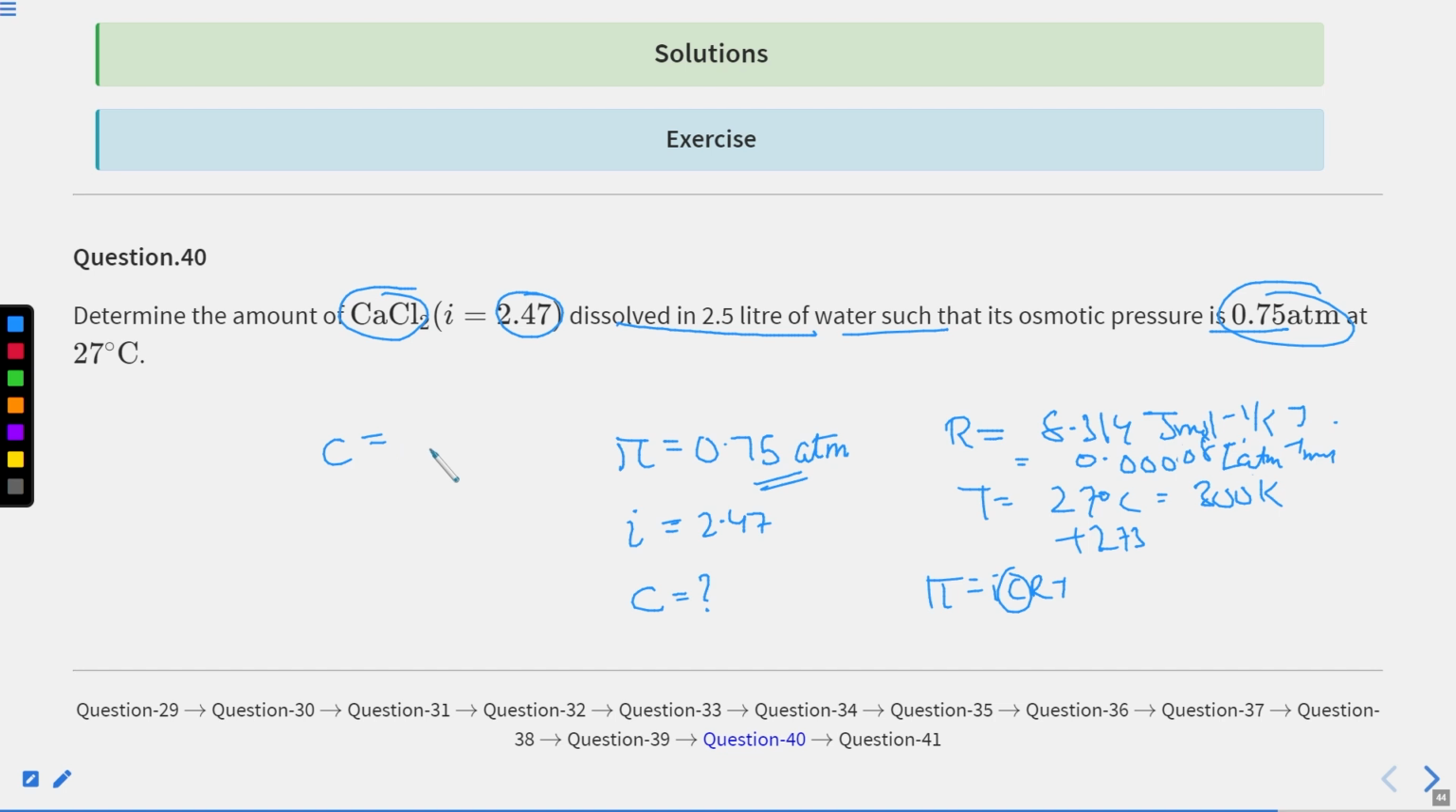Once we get the concentration, we have to calculate the amount of CaCl2. First we calculate the number of moles, because the volume is given as 2.5 liters, so moles is C into 2.5. Then the amount will be calculated in grams. So mass equals number of moles of CaCl2 multiplied by the molar mass of CaCl2. That would give us the mass of CaCl2.